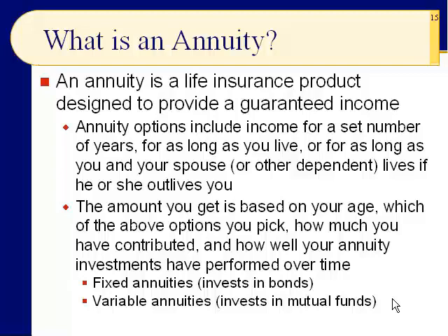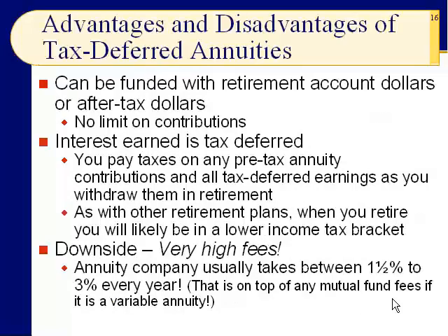Variable annuities allow you as the investor to choose which mutual funds you want: stock and bond funds, balanced funds. And again, they usually pay about 2 to 3% or more less than what mutual funds pay. Where's the extra money going? Take a guess. What are some of the advantages and disadvantages of tax-deferred annuities?